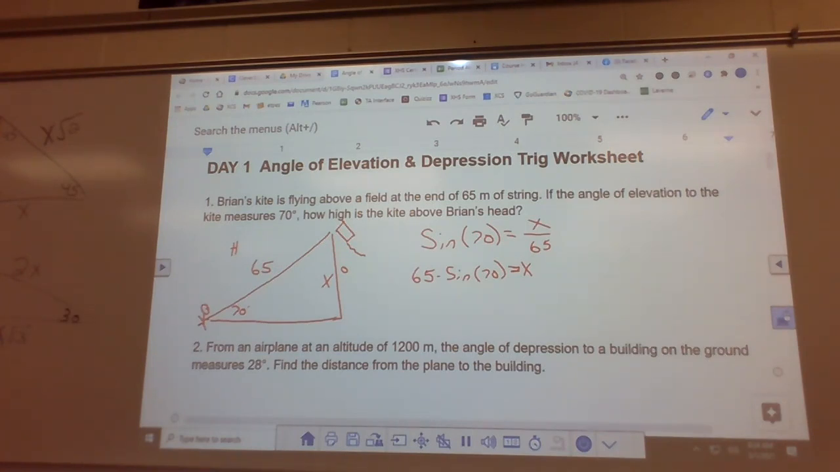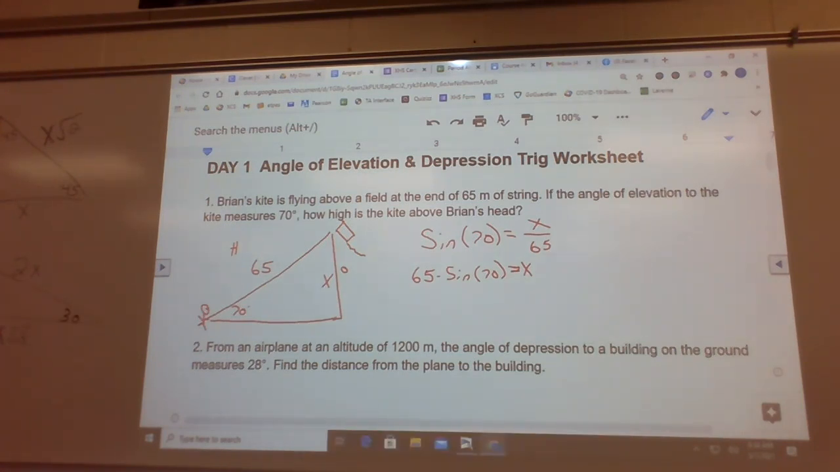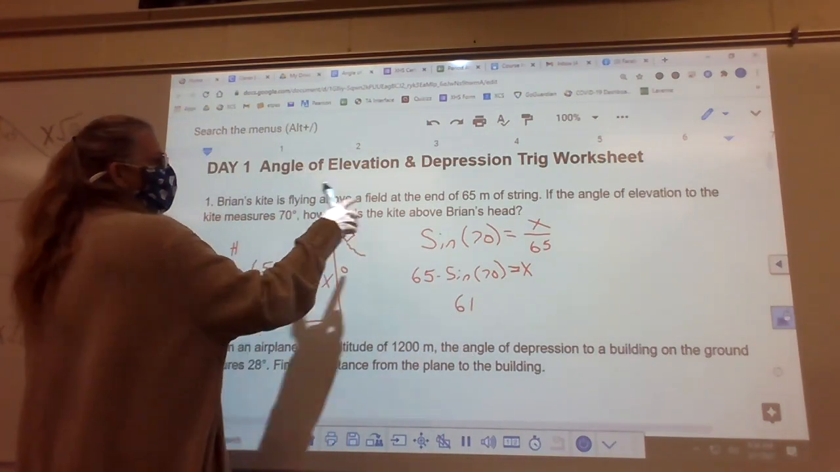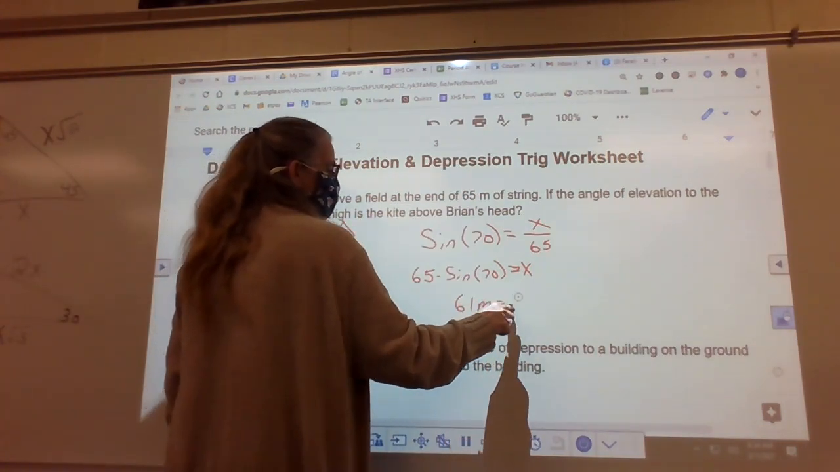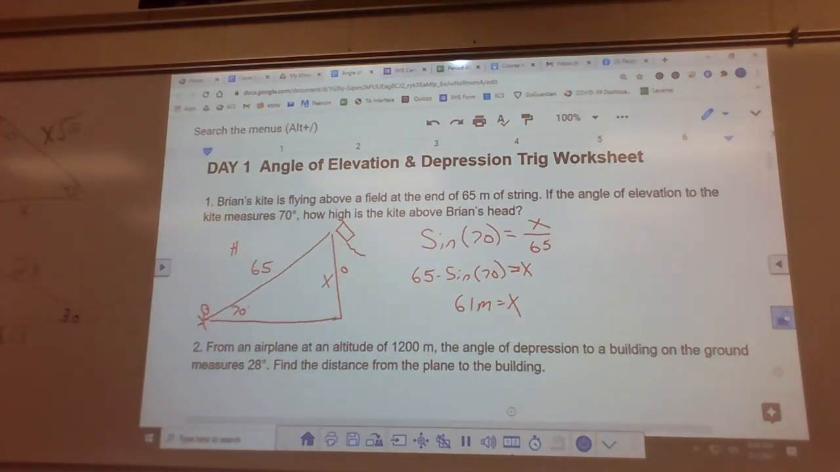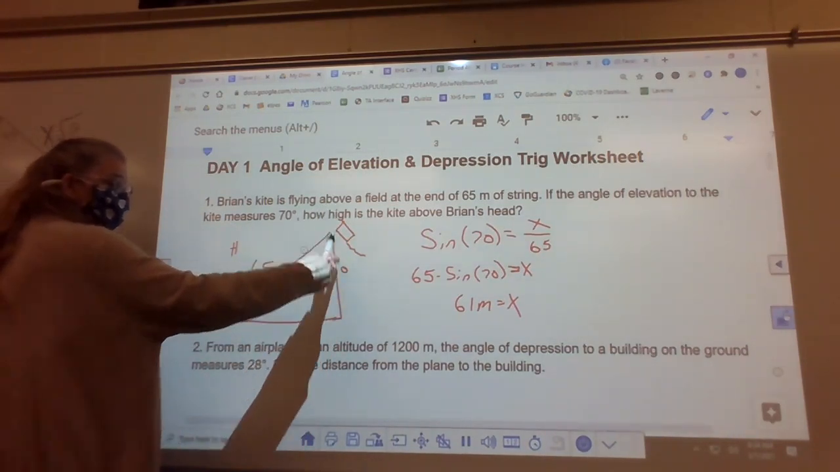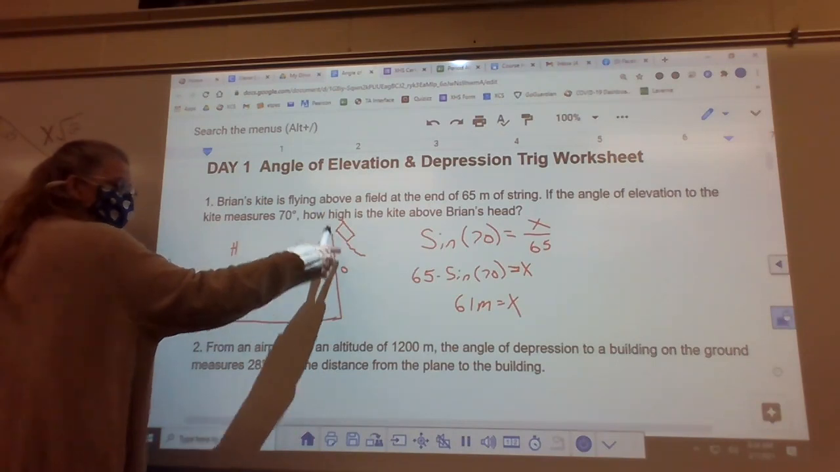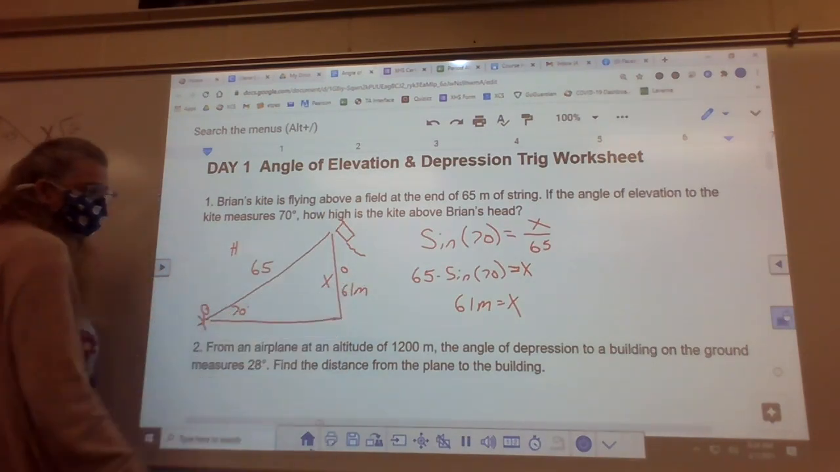Same as last week. We had problems like this on that graded worksheet. So 65 times sine 70 equals, basically, 61. So 61 meters equals X. So 61 meters. So therefore, the height of this kite from the ground, technically from the line from his hand, but it's pretty close, is 61 meters.